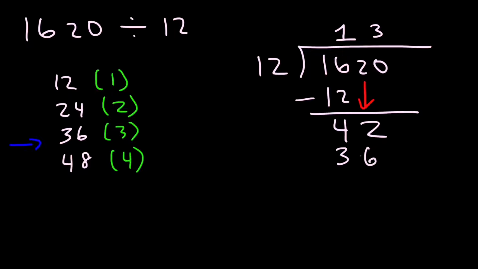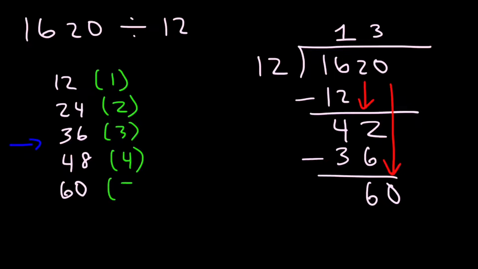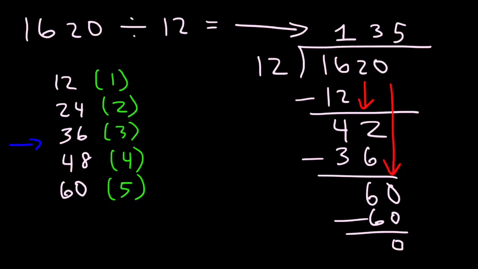12 times 3 is 36. And 42 minus 36 is 6. Next, let's bring down the 0. If we add another 12 to 48, this will give us 60, which means that 12 times 5 is 60. So the final answer is 135. That's 1620 divided by 12.